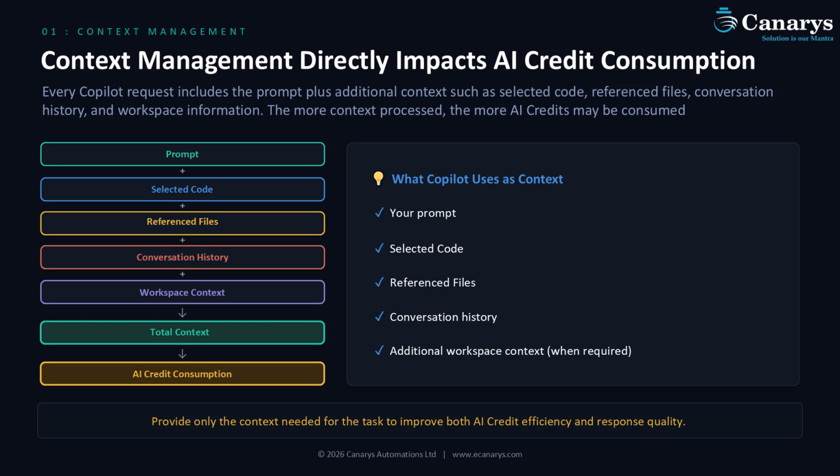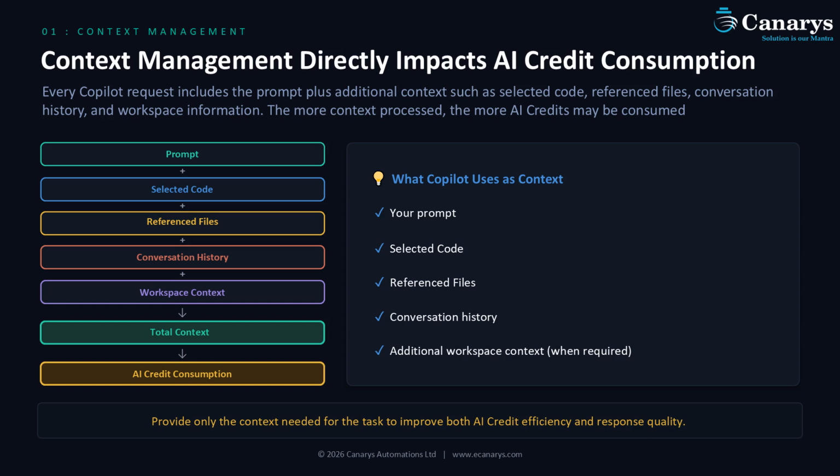Let's first understand what we actually mean by context. When you interact with GitHub Copilot, it processes more than just your prompt. It can also use selected code, referenced files, conversation history, and relevant workspace context to understand your request. Together, these form the total context sent to the model. The larger the context, the more tokens are processed, which can increase AI credit consumption. That's why it's important to provide only the context needed for the task.